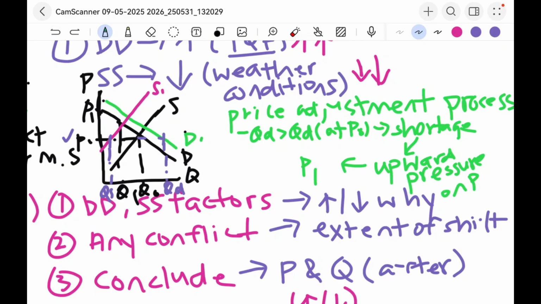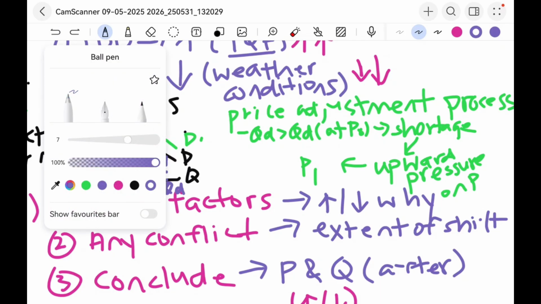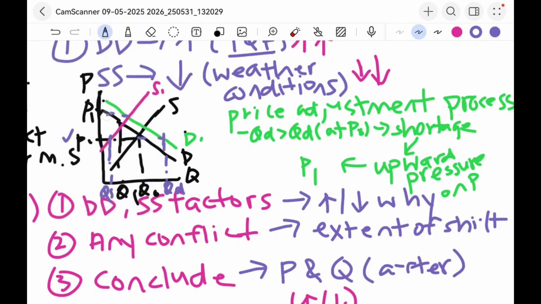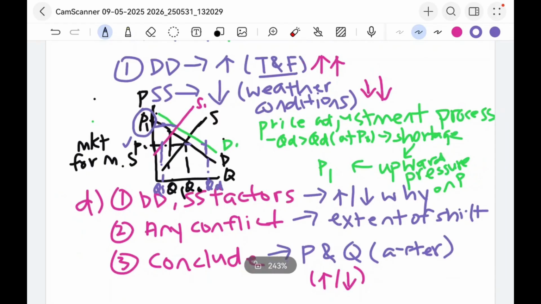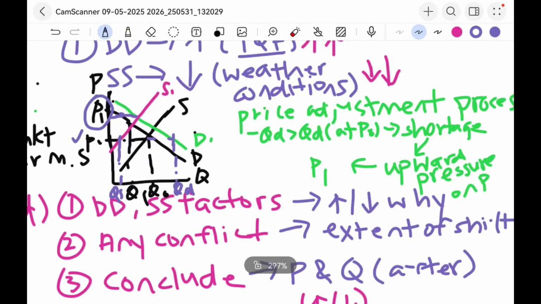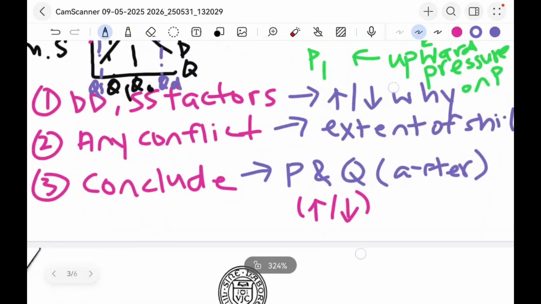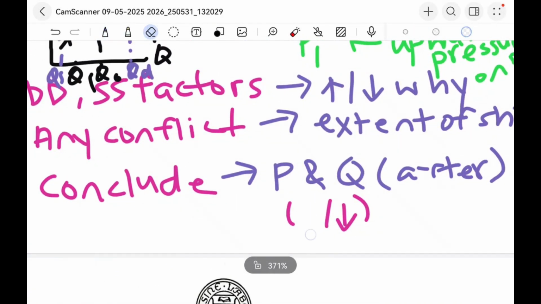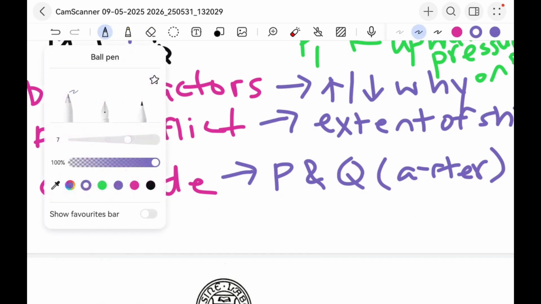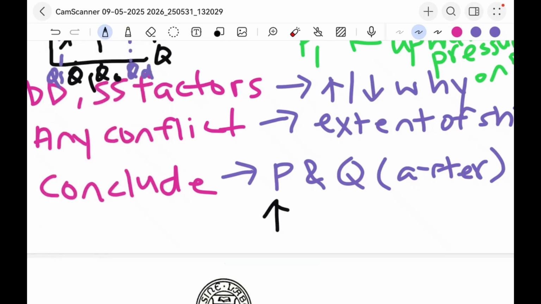Let me make it more obvious. So my purple one. I see that here I have a P1 where the pink and the green graph intersect. So now you have a conclusion already on your market, which is that my quantity falls and my price increases. This is what you have to include in your answer. So here we have concluded that our price increases, our quantity decreases.